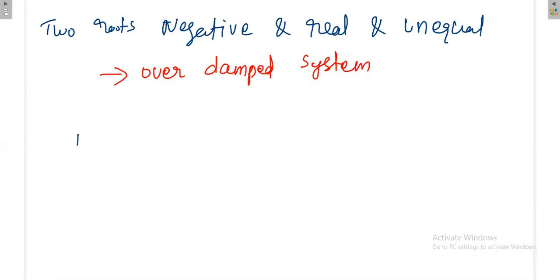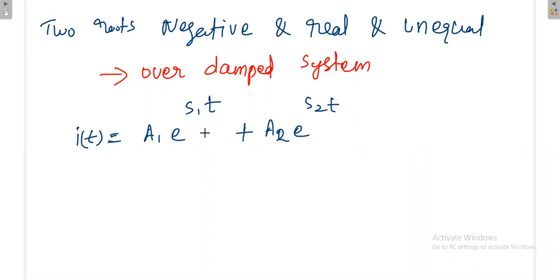You are having two roots, and the roots are real and different. From the basics of mathematics, once you have two real, different roots, the solution will be something like this: A1 e power S1t plus A2 e power S2t. But please remember, the S1 value is negative, and similarly the S2 value is negative. A1, A2 can be determined from the initial conditions.